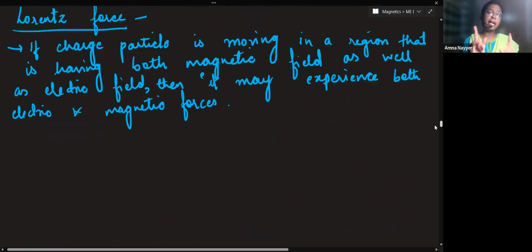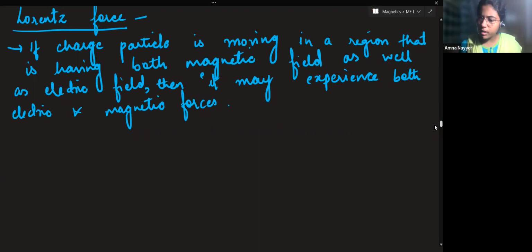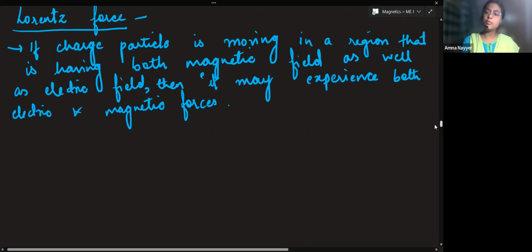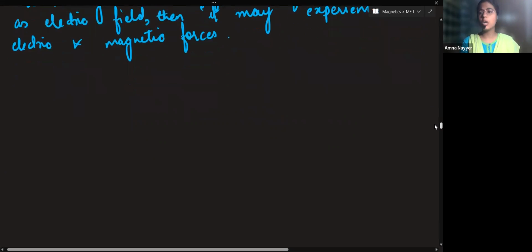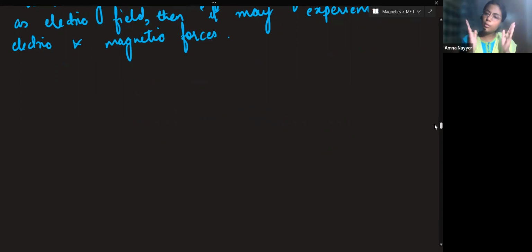Now see, magnetic Lorentz force we had studied yesterday. That was only magnetic. We hadn't mentioned electric field anywhere in all the cases that we had studied. Now, if electric field is there as well as magnetic field is there, what will happen? Obviously, electric force will do its work. Magnetic force will also do its work. So both the forces will exist because both the fields are present.